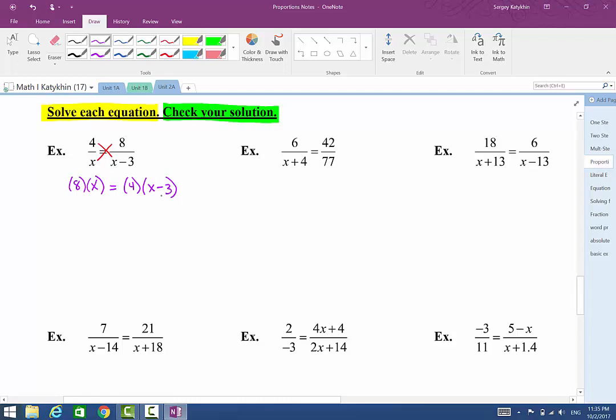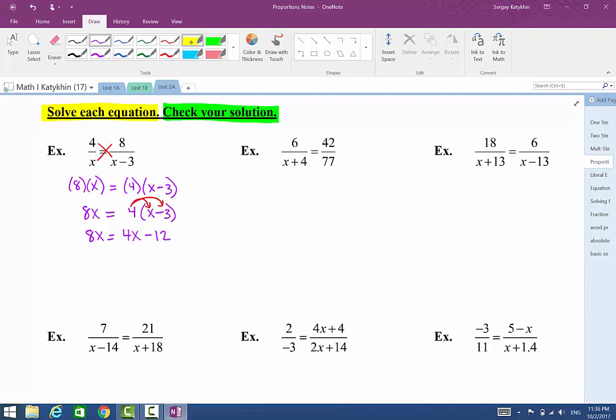If you have not realized this, we get something like this. I'm going to take an extra step here. 8 times x would be 8x. And on the right side, I have 4 times this whole thing. If you haven't realized this yet, you should see that you need to use the distributive property before we can continue with this problem. So we get 8x is equal to 4 times x, which is 4x. And always don't forget to multiply the second thing inside that parenthesis by 4 as well. That's 4 times negative 3, which is negative 12.